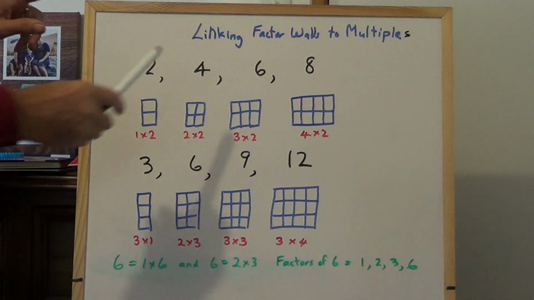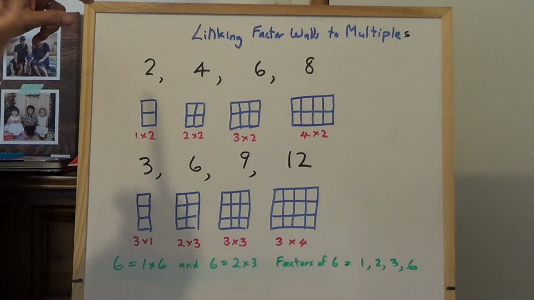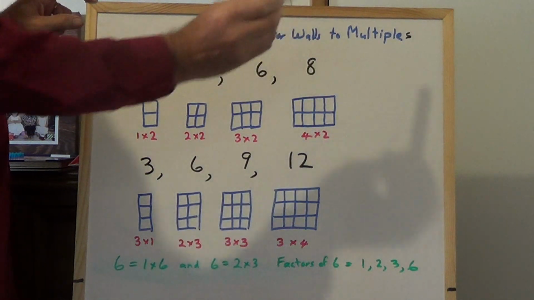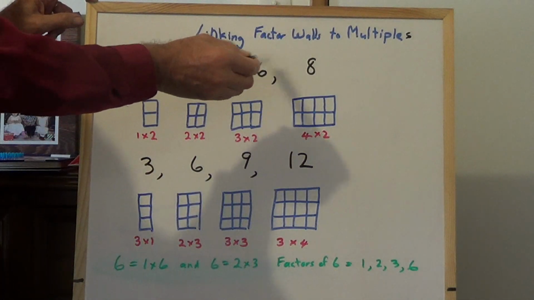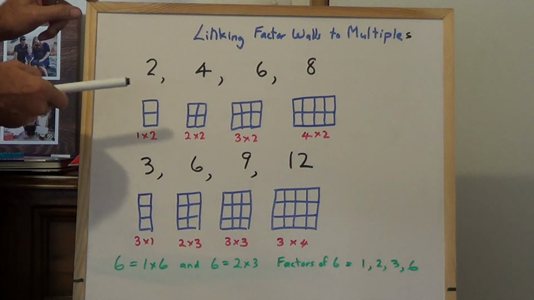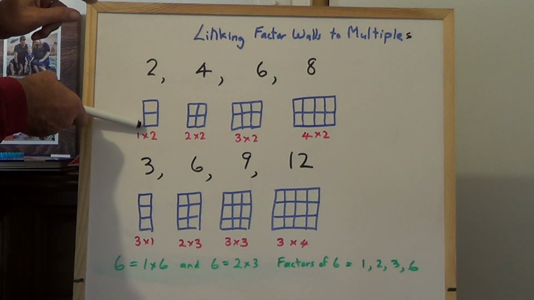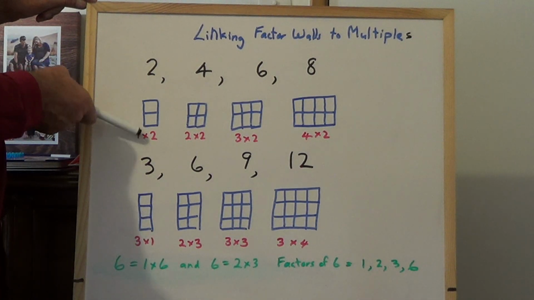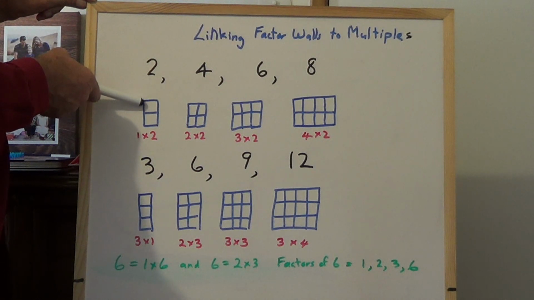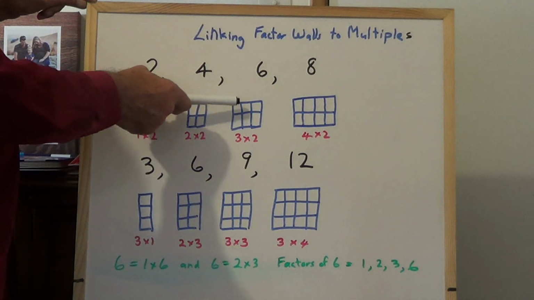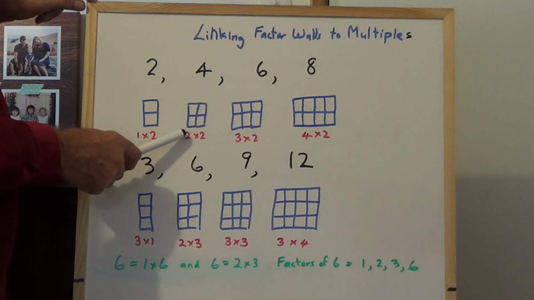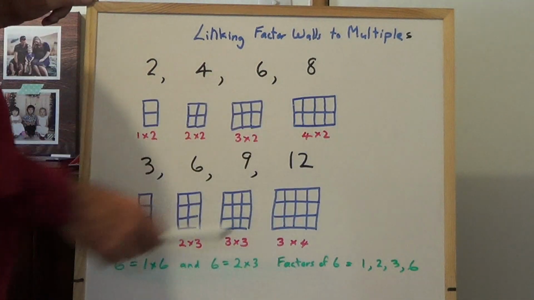Right, now I'm going to link factor walls to multiples. Let's just take the first 4 multiples of 2. That's 2, 4, 6, 8. 1 lot of 2, 2 lots of 2, 3 lots of 2, 4 lots of 2. Now here's a diagram. Here are the factor walls which are 2 high. That's 1 wide, that's 2 wide, that's 3 wide for 6, and that's 4 wide for 8. And it's 1 by 2, 2 by 2, 3 by 2, and 4 by 2.